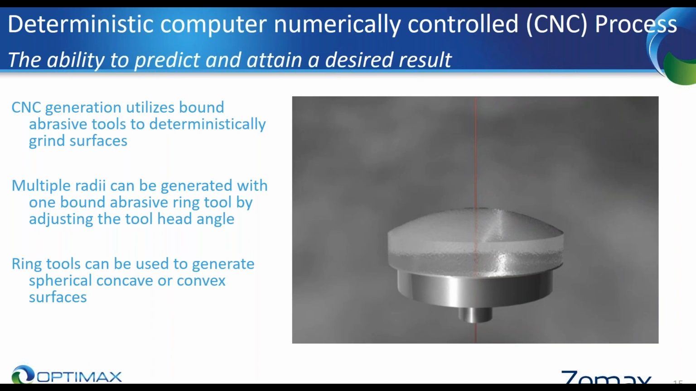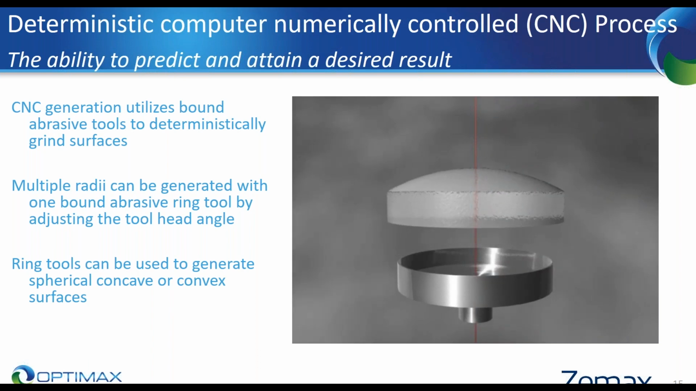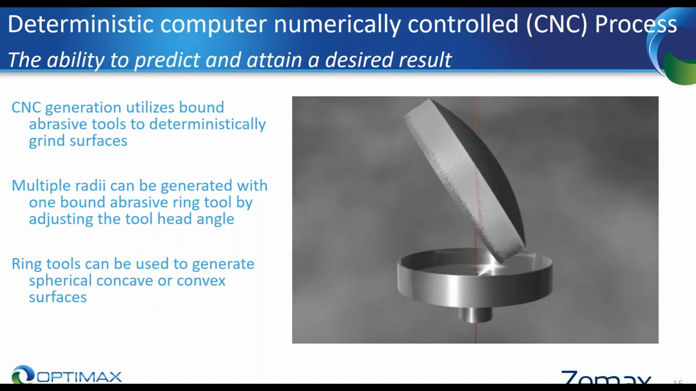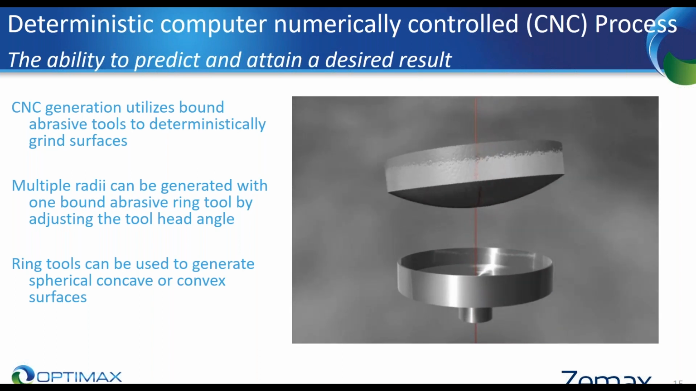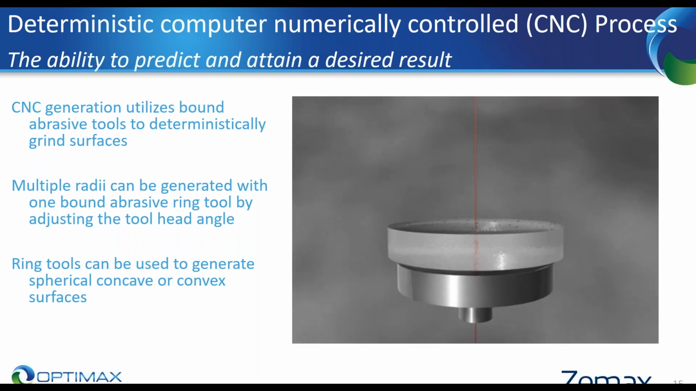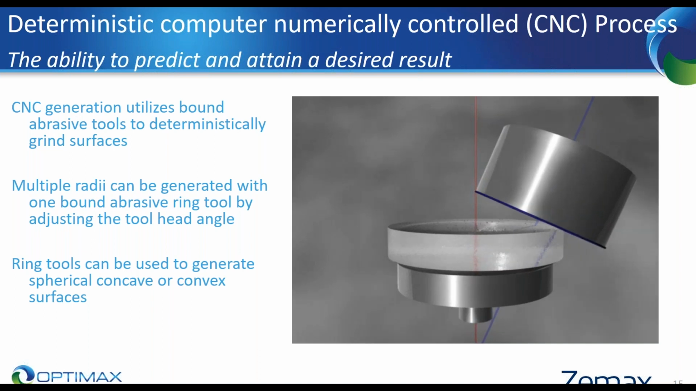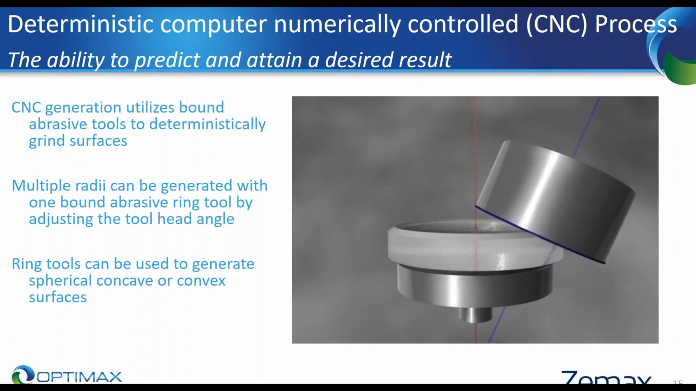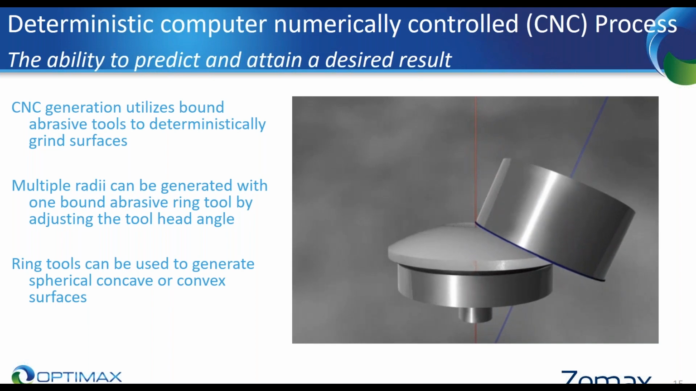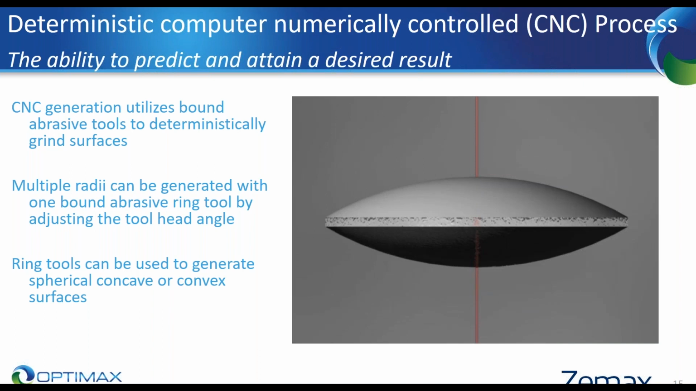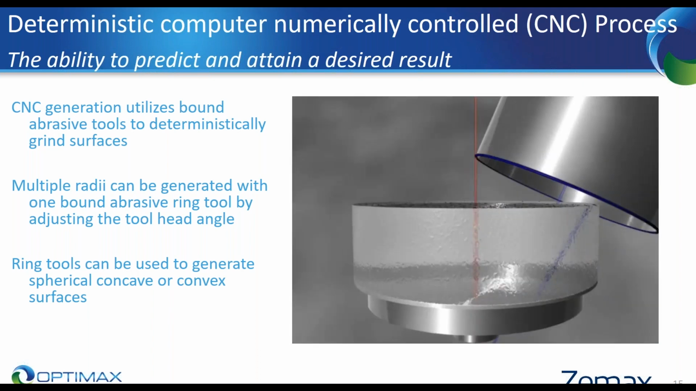One of the really nice things about these ring tools in this process is that multiple radii can be generated with one bound abrasive ring tool just by adjusting the head angle. So you can increase and decrease the radius by changing the angle at which the ring tool interfaces with the surface. In addition, these ring tools can also be used to generate spherical concave or convex surfaces. This is obviously an example of a convex surface. There are other tool geometries that can be used to generate different shapes. Ring tools are used most frequently for flats and spheres. They're the easiest and most cost-effective.